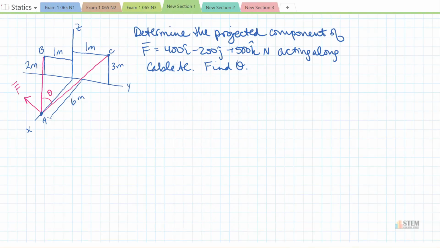Y'all, this is the least favorite problem that y'all seem to have on the exam. So this was the one that gave most people the most problems. So let's go ahead and go over what we're looking for here.